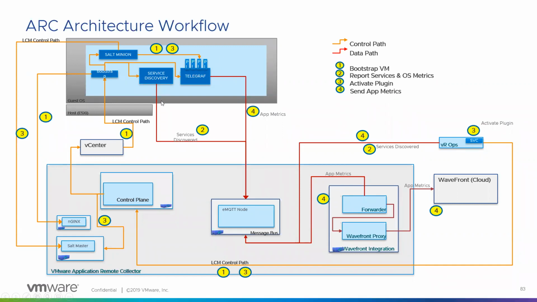Everything in this light blue box is really a container. If you were to look at this on your VMs, these are actually containers that are running. So we're using containers to run this Salt minion and the Telegraf agent, and all the control plane is done through that Salt Stack on the application remote collector, which is this box down here.